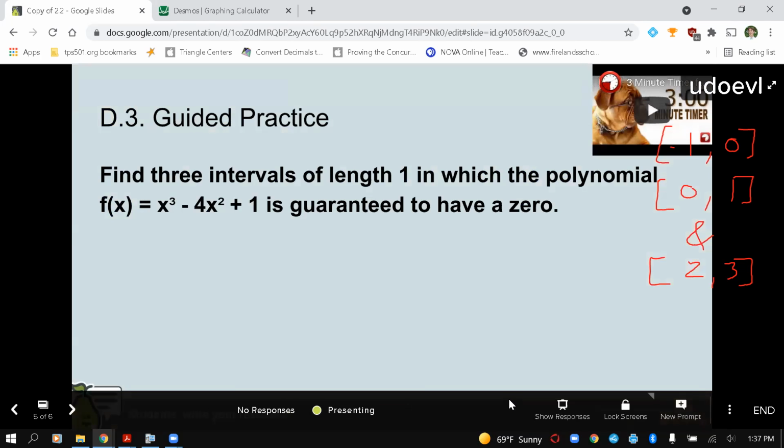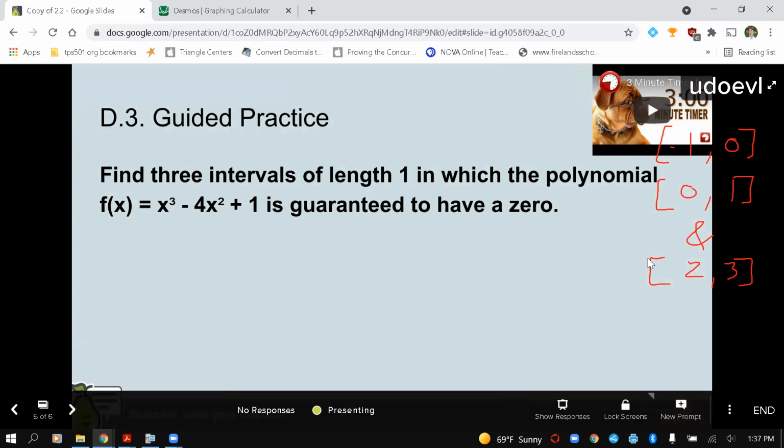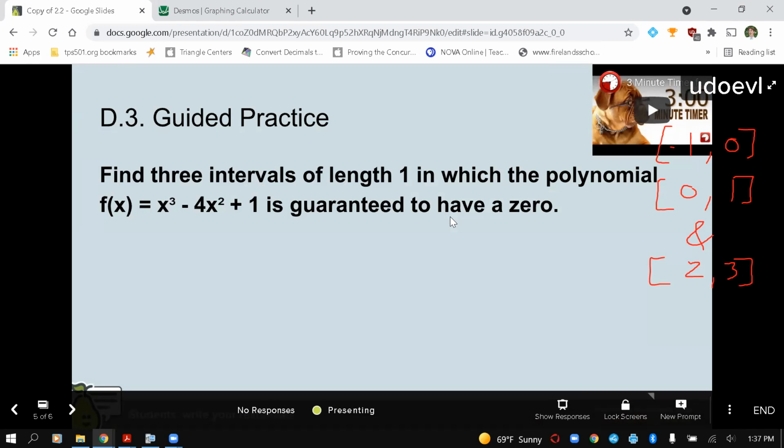All right, your turn. Graph this or type this into a TI-84 and tell me between what three integers you have a solution. And then that's it. Once you're done with that, you can start working on the homework.